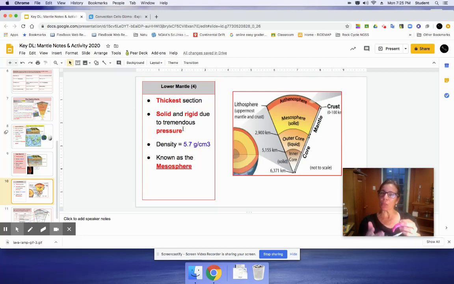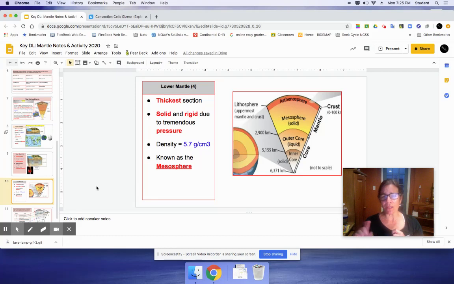And what's really cool about the lower mantle is it stays solid. Scientists infer that it's staying solid because of the tremendous pressure of all of the layers on top of it. So think we're deeper into planet Earth, and then we've got the layers of the asthenosphere, the uppermost mantle, and the crust sitting on top of the lower mantle, keeping it nice and solid.